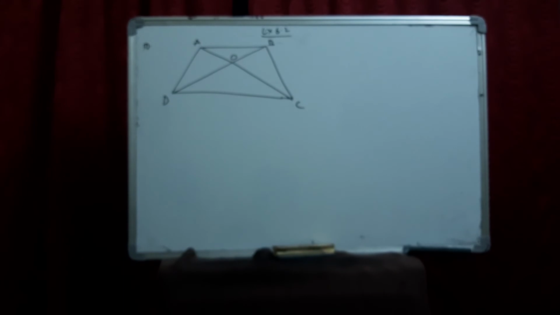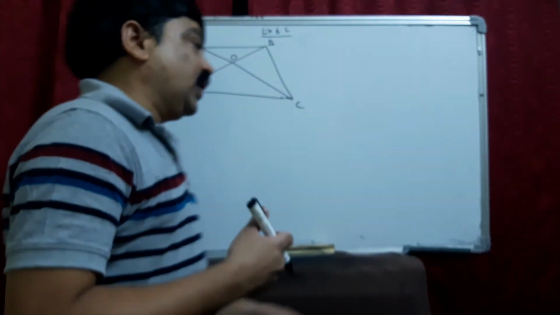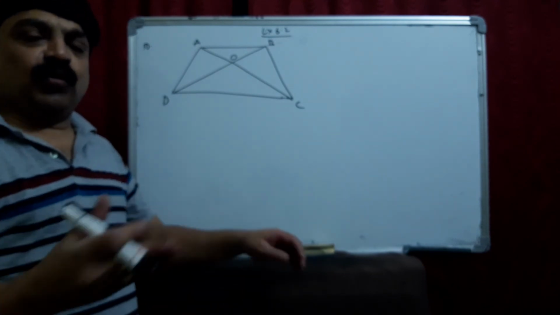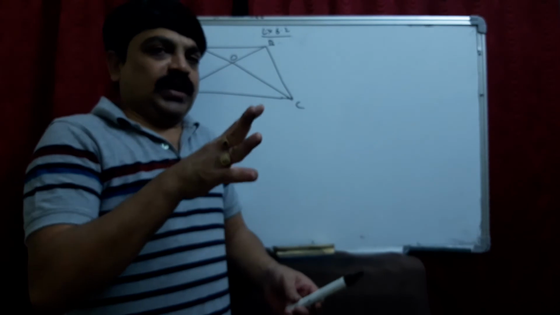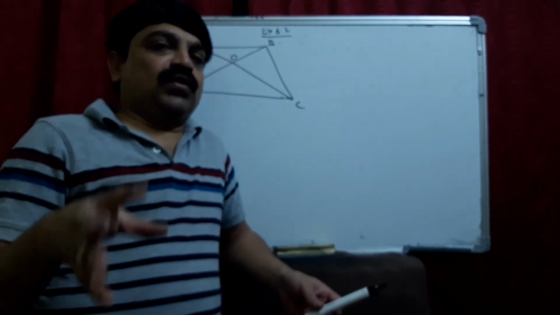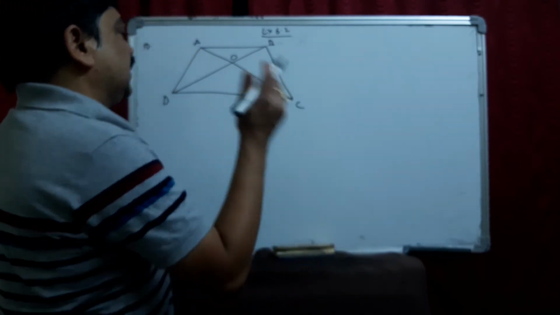Now, in this question, what did they say? You are given a quadrilateral, not the trapezium. Just the converse of the above proof. In the above proof, we took a trapezium and we proved the ratio. Now, you are given the ratio and you are asked to prove that it is a trapezium.